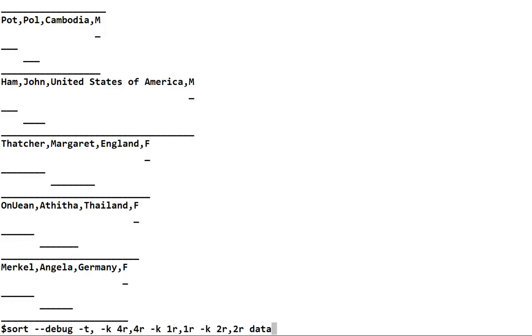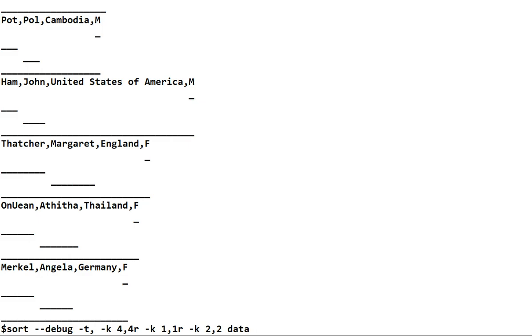But let's go back and say, now what did we want to do again? We're so confused. We wanted to sort on gender first, with men first. Let's see if we only need one R. And then we wanted to sort on surname in reverse. And then we didn't want reverse on the given name. Okay, I think we've got it this time.